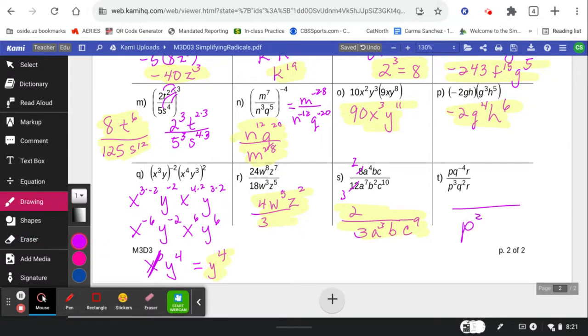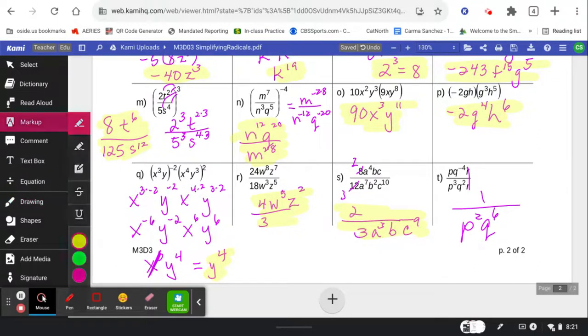Q to the negative 4 minus 2 is going to end up being q to the negative 6 with the subtract rule. And since it's a negative exponent, it's going to want to move downstairs. Okay, hang on. Sorry. This is going to be q to the negative 4 minus 2. Oh, that is what I did. Sorry. And then that moves downstairs. And then finally, r over r is just 1. So we're done.